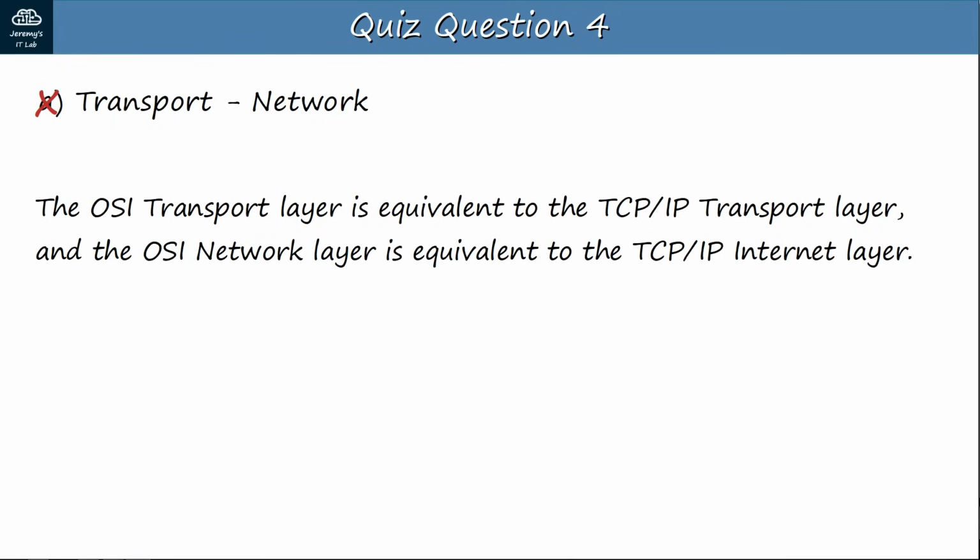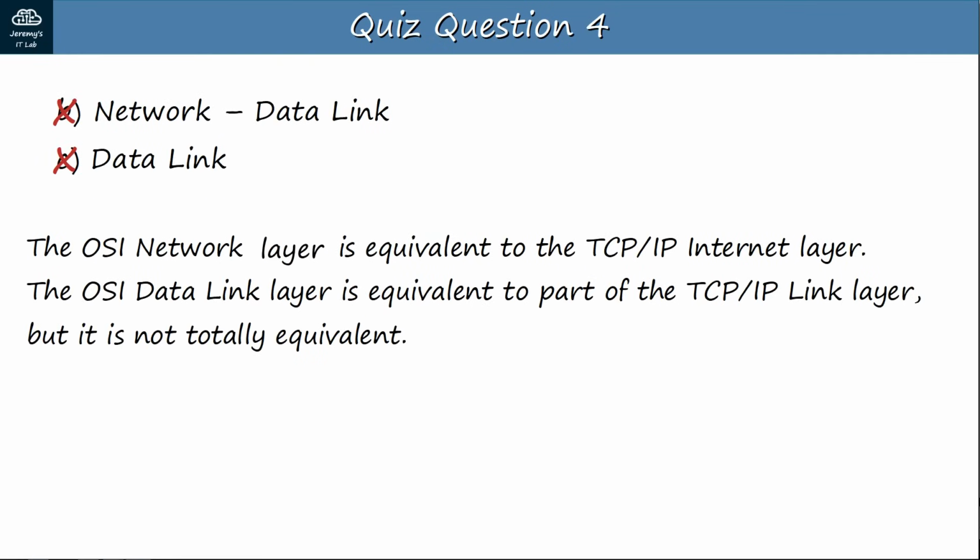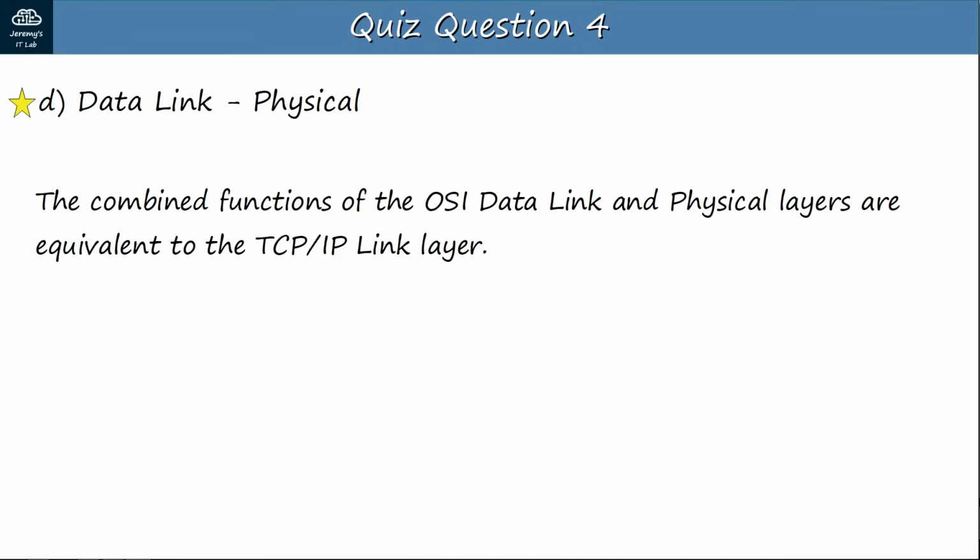The OSI transport layer is equivalent to the TCP/IP transport layer, and the OSI network layer is equivalent to the TCP/IP internet layer. So A, transport and network layers, is incorrect. The OSI data link layer is equivalent to part of the TCP/IP link layer, but it is not totally equivalent. So B, network and data link layers, and C, data link layer, are incorrect. The combined functions of the OSI data link and physical layers are equivalent to the TCP/IP link layer. So D, data link and physical layers, is the correct answer.